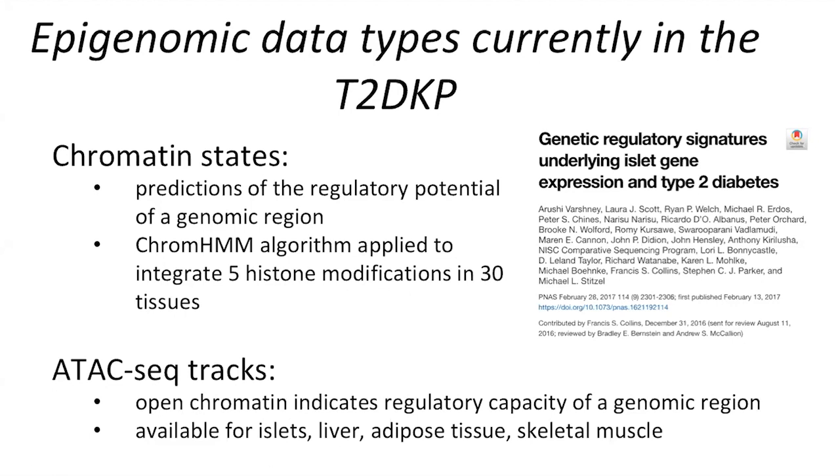And then the other type of epigenomic data that we have is ATAC-seq tracks. So these show open chromatin, and open chromatin, of course, indicates the regulatory capacity of the genomic region. It means that the chromatin is accessible to RNA polymerase and transcription factors and all those important proteins. And we have these tracks right now for 4 different tissues: pancreatic islet, liver, adipose tissue, and skeletal muscle.